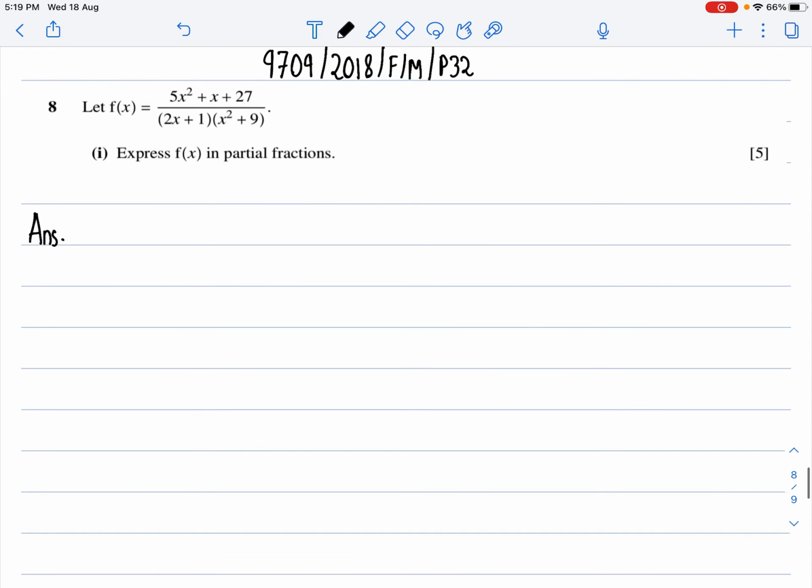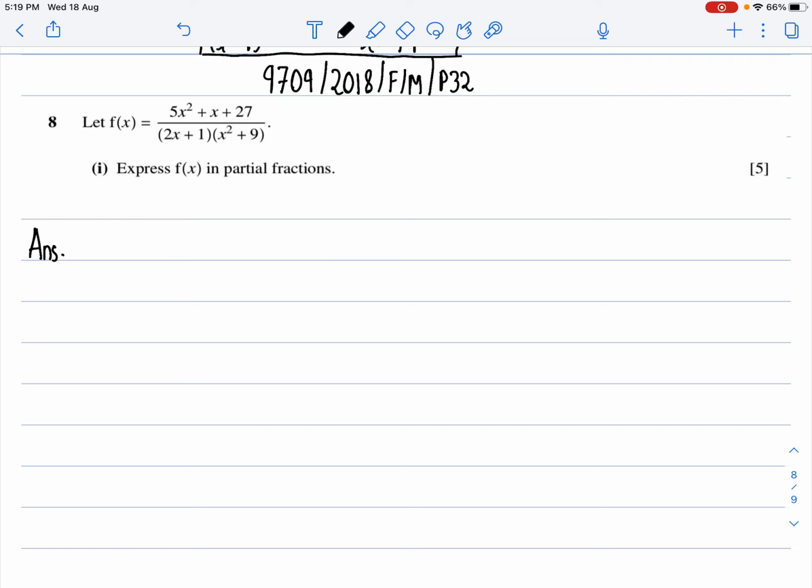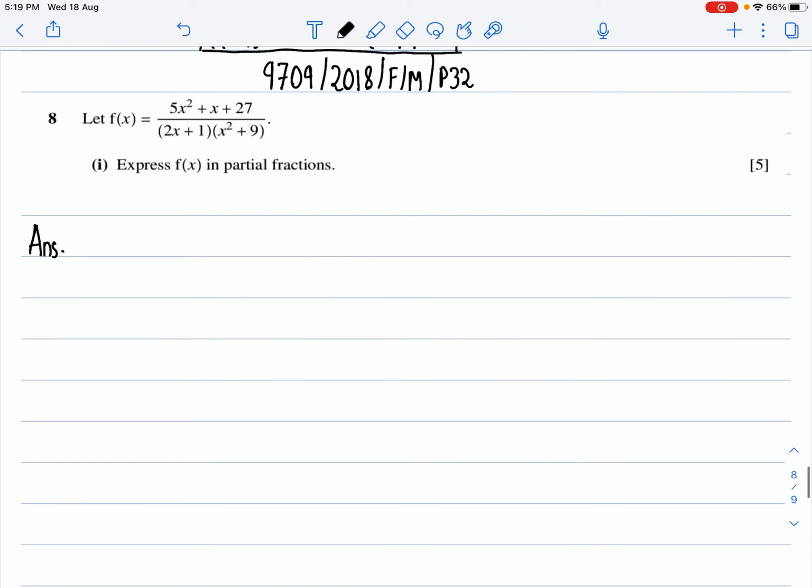Now we can do a past paper example. This is from 9709, 2018, Feb March paper 32. So here they have given us an f of x and we need to express f of x in the partial fraction form. So basically, first I write my 5x square plus x plus 27 over 2x plus 1 into x square plus 9, correct? This is how I basically write it.